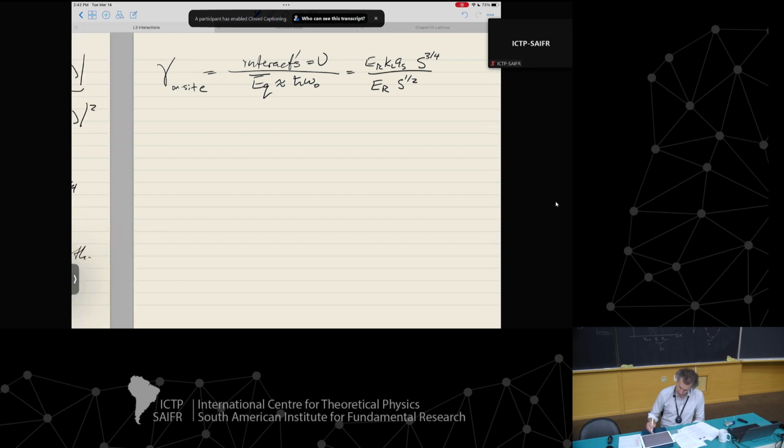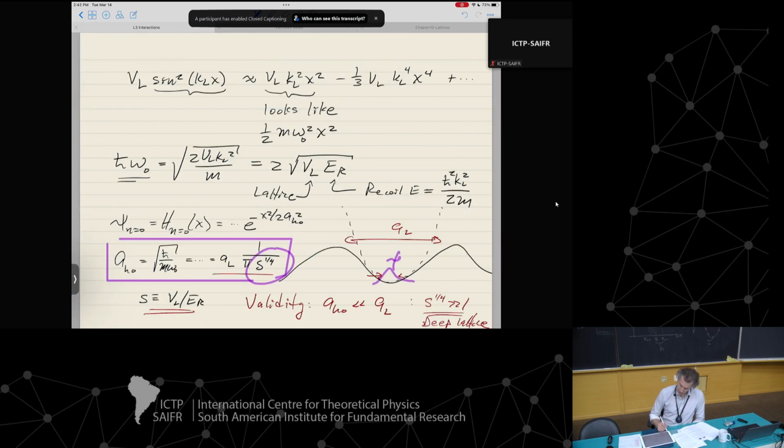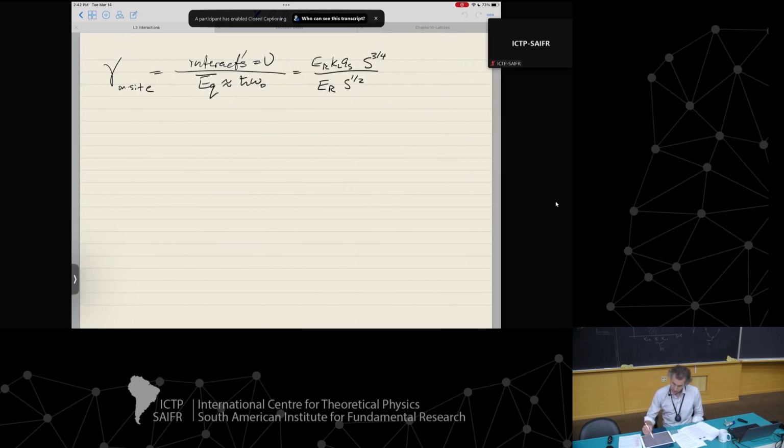Okay, so why is that? Let me just show you again. The harmonic oscillator energy goes like this, which is the same thing as 2ER times the square root of VL over ER, which is just S to the 1/2, right? Okay, so putting these things together, you see that a bunch of stuff cancels. I can cancel these factors out, and can cancel this and make this just 1/4. And so you find that this goes like this dimensionless parameter k_L a_s times lattice depth to the 1/4.